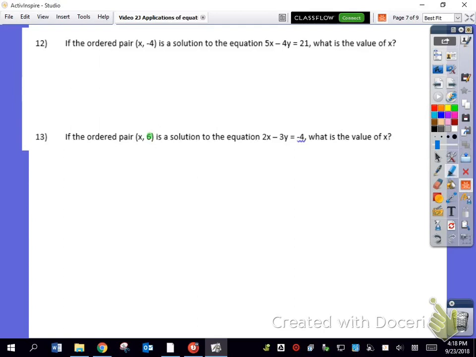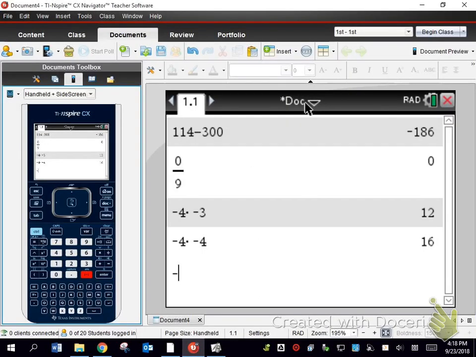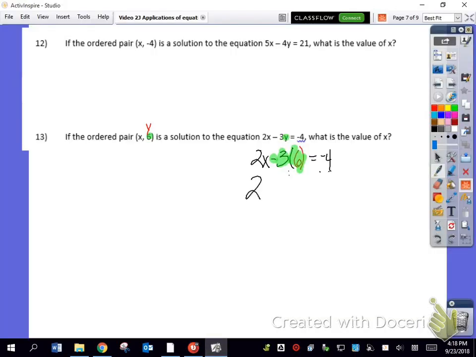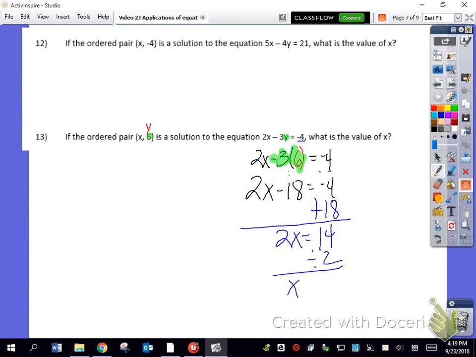So 6 is in the second spot, and the second spot is the y spot. So wherever you see y, you're going to plug in 6. So 2x minus 3 parentheses, and then you're going to use that 6, close parentheses, equals negative 4. Okay, and then I'm going to do negative 3 parentheses 6, enter, and you get negative 18. So 2x minus 18 equals negative 4. Opposite of subtracting 18 is adding, so 2x equals 14, divided by 2, and x equals 7.